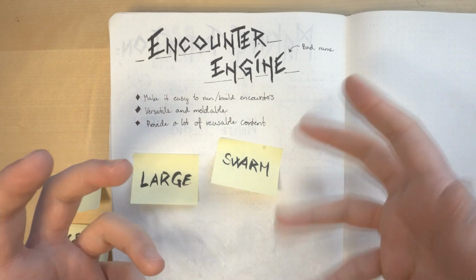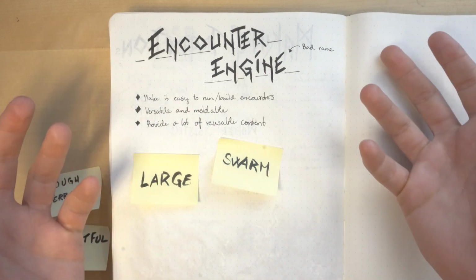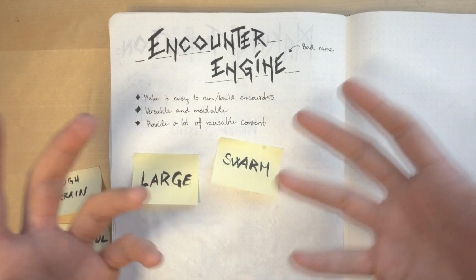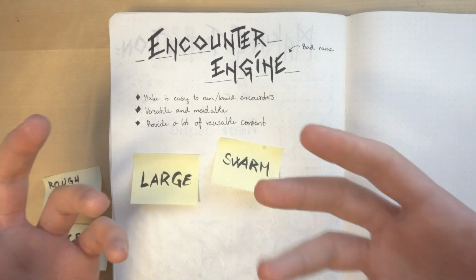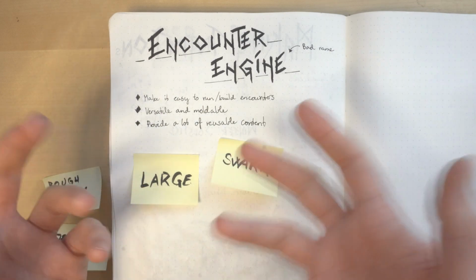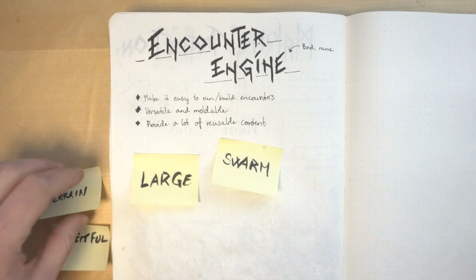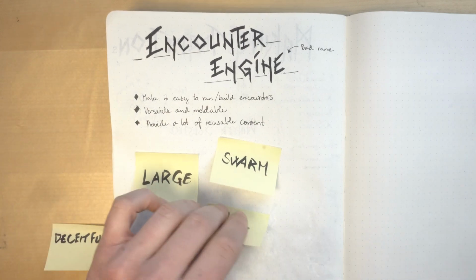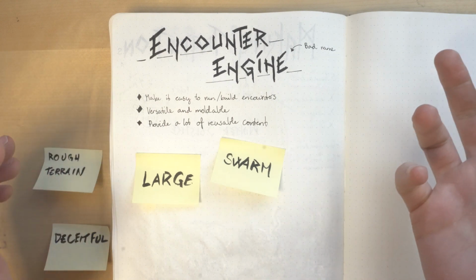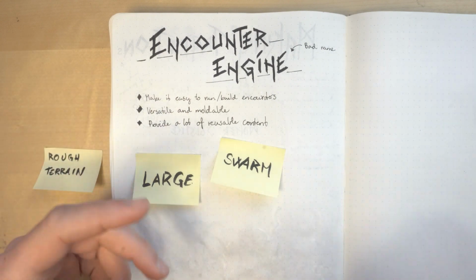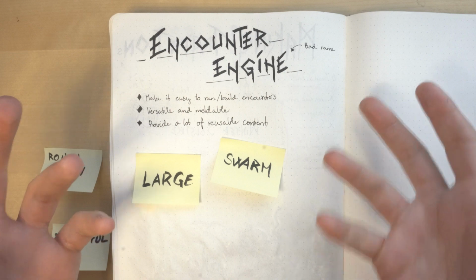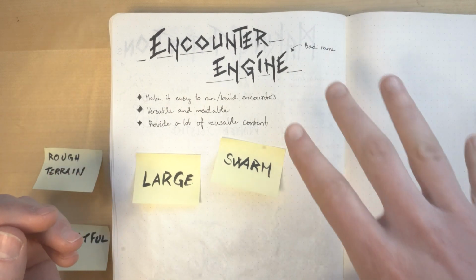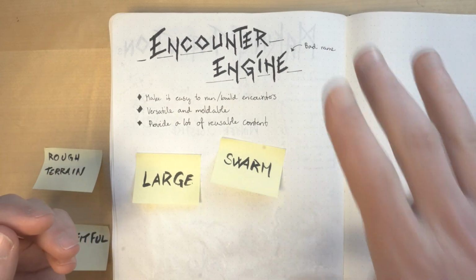The problem with this is that there's no rules attached. How do you stat a swarm of bees? How much harder is a large swarm rough terrain encounter contrary to only a large swarm encounter? That's where the deck system starts to fall apart. My card engine, though, aims to fix this.